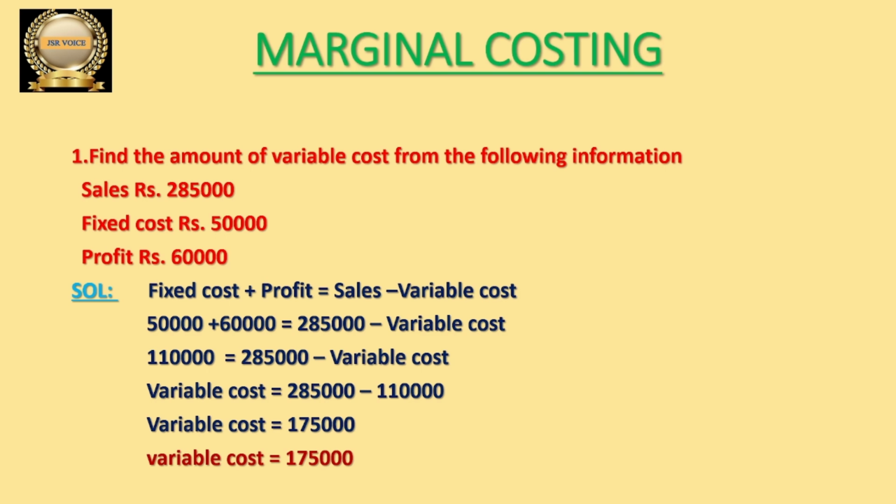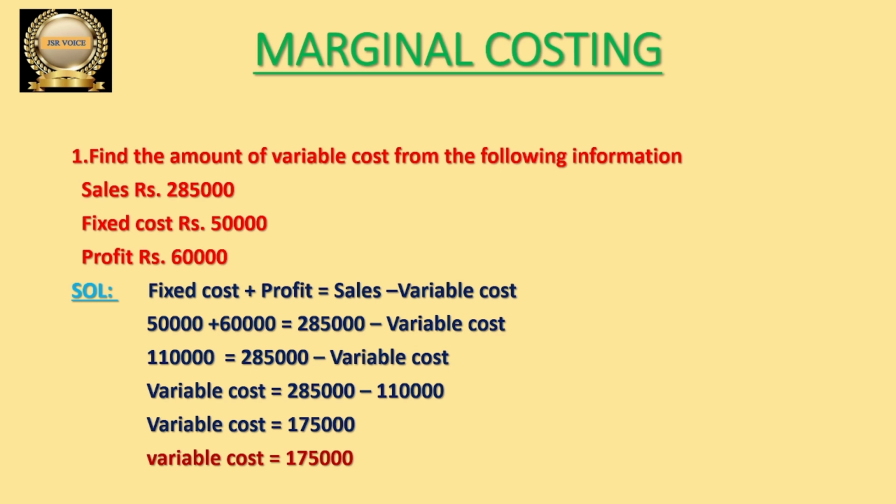Find the amount of variable cost from the following information. Here they are asking us to calculate variable cost. Our target is to find out the variable cost. And we should see what information is given in the question so that we can use the proper formula. Let us see what they have given in the question. Sales 2,85,000, fixed cost 50,000, profit 60,000. So here sales, fixed cost, and profit, these three are given.